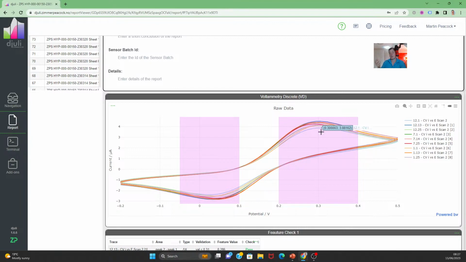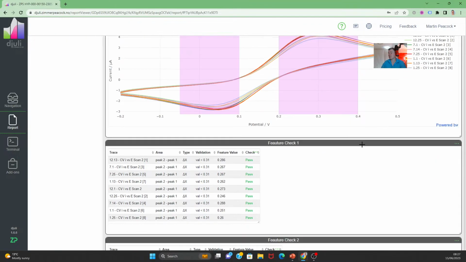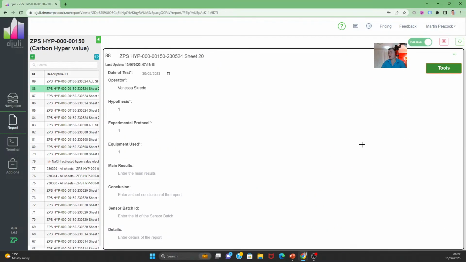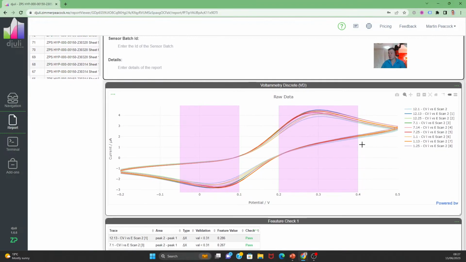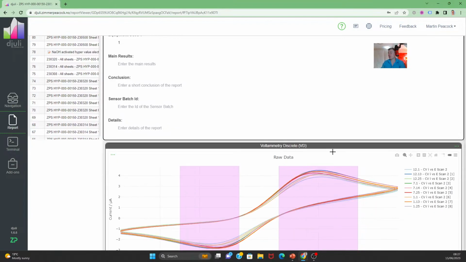And then we can actually just upload all the data and say, okay, look for the peaks, and tell us the heights of those peaks. And then it allows us to do a statistical analysis on that data and find out what our relative standard deviation is. We also have pass criteria as well.